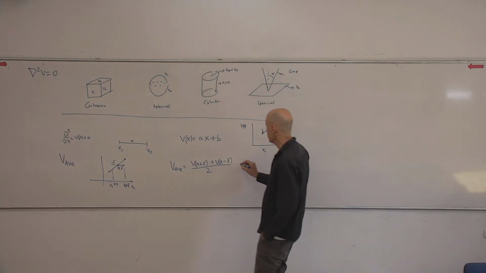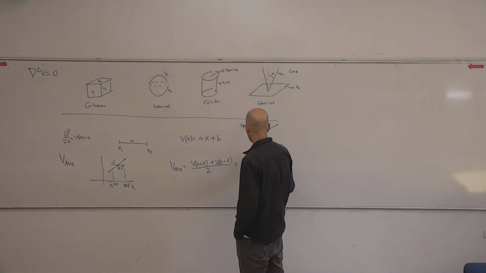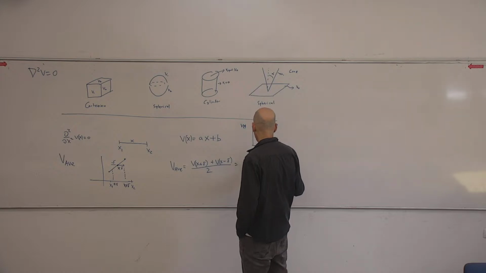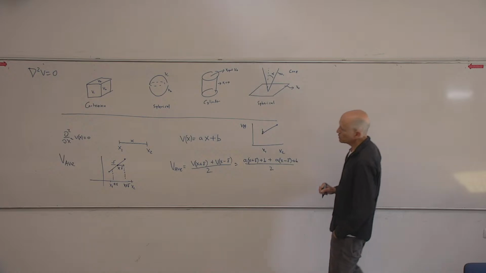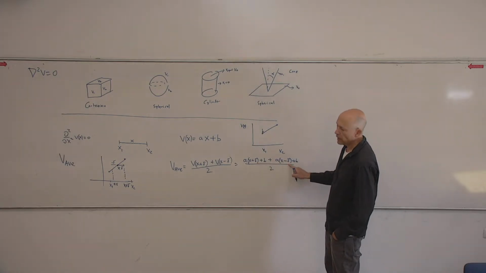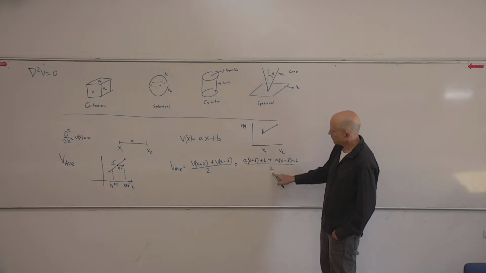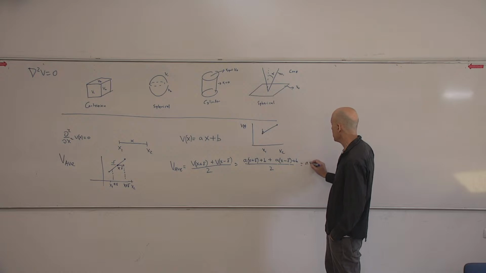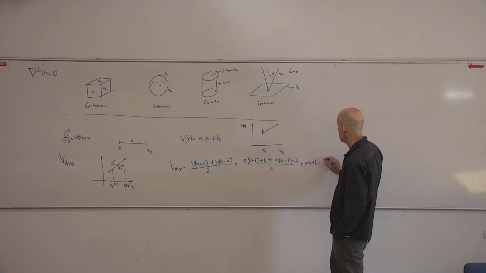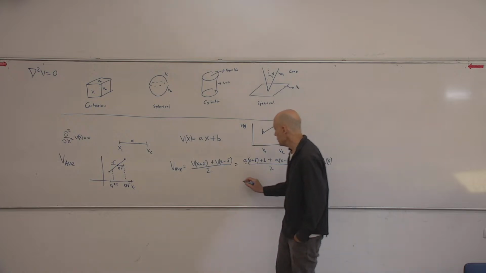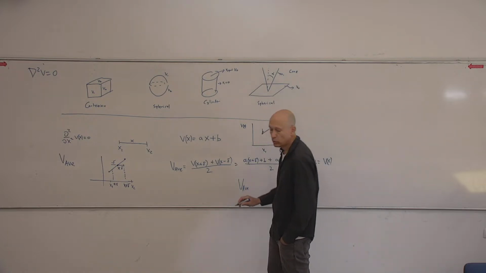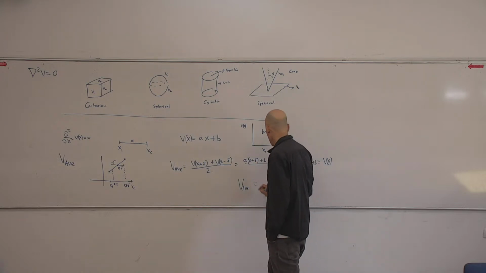What is this in this case? Trivial. a(x plus delta) plus b plus a(x minus delta) plus b, divided by 2. And what is this? You see, the deltas will cancel because once you have a plus, once you have a minus. ax plus ax divided by 2. So this is ax plus b. And what is this? This is the potential. So what we see here is that the average potential, no matter what delta is, delta is not important, is equal to the potential at the point.